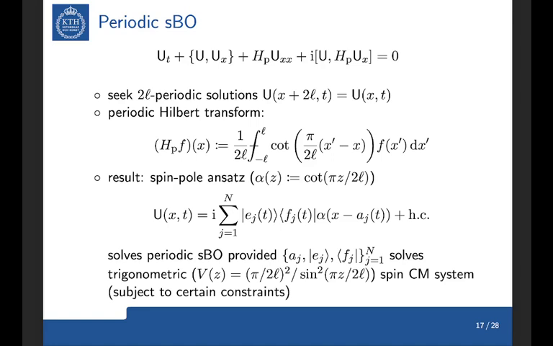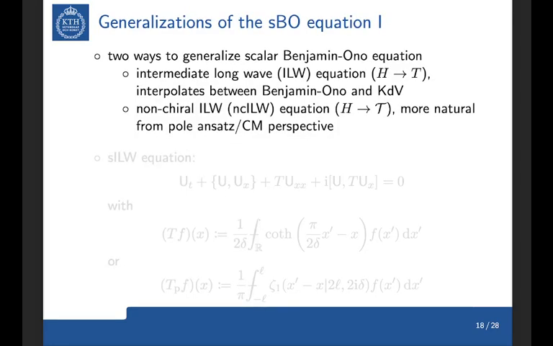More interesting, though, is if we can somehow obtain a relation to the hyperbolic and elliptic spin CM systems. But to do this, we actually have to generalize the spin Benjamin-Ono equation. So that will be our next task. In doing so, we can look for guidance. We can think about how to generalize the conventional scalar Benjamin-Ono equation. And there are basically two ways to do this.